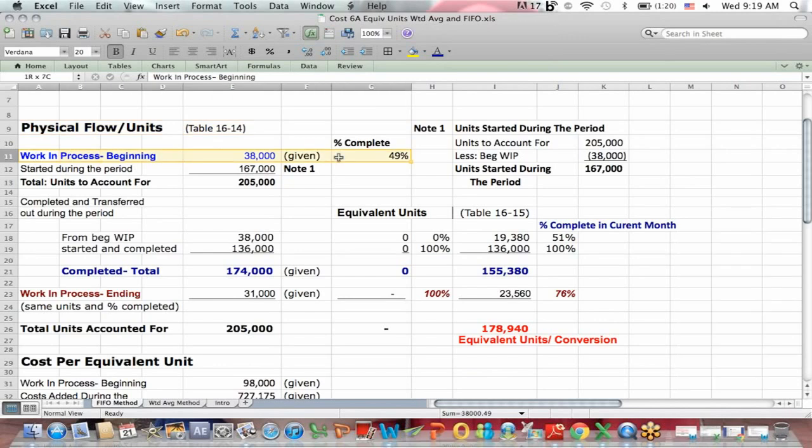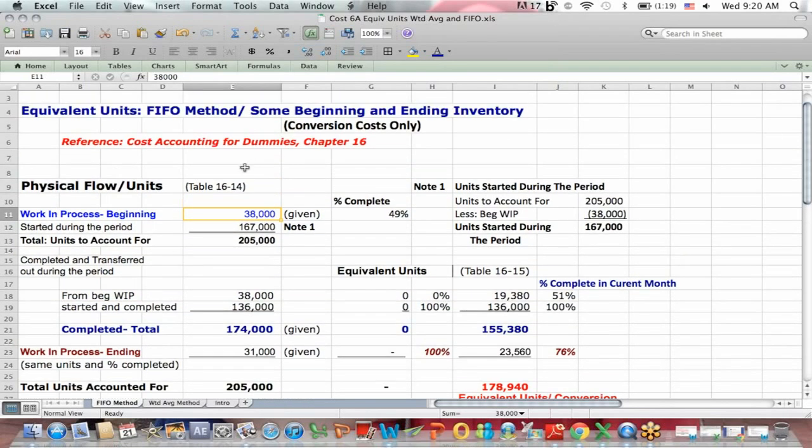So we have some work in process beginning that we're given. And for FIFO, we need to split up the units that are completed and transferred out, indicating that they're finished goods. Some of the units completed and transferred out come from beginning work in process, the 38,000. FIFO assumes that those 38,000 units that are in work in process, that are not completely done yet, are finished during the period. They are the first units that are finished, hence the term first in, first out.